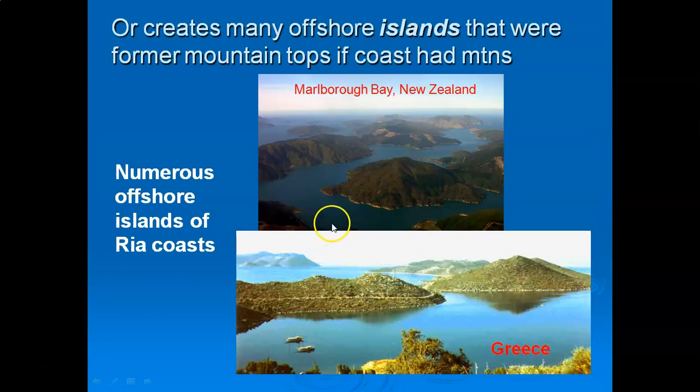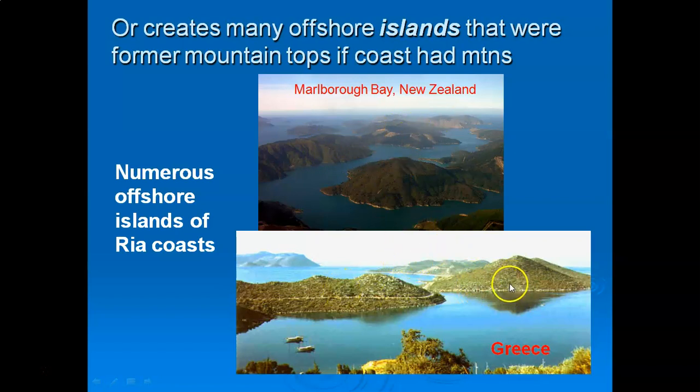Now, a Ria coast can actually take on a different kind of appearance. If the former coast was mountainous, what can happen is the former floodplains were inundated by sea level rise, but only the former mountaintops remain. And so what you wind up with is a whole series of offshore islands. That's another way that a Ria coast can appear. Here we are in Marlborough Bay, New Zealand, again a Ria coast, and you wind up with a whole series of offshore islands.